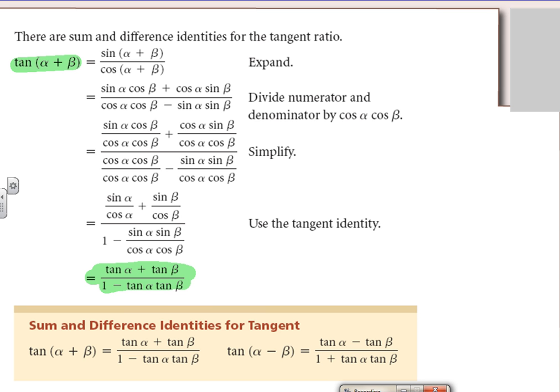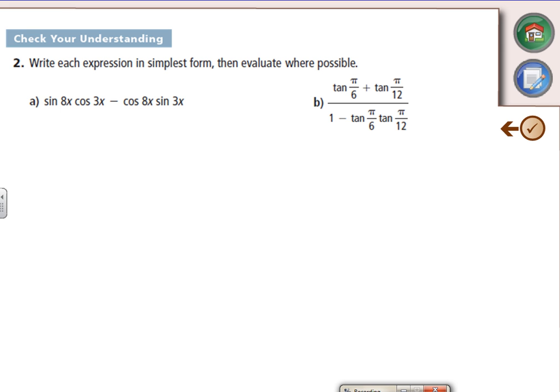So you've got your sum and your difference identities. All right, question number 2. Let's simplify it. Means, hey, work backwards. Notice we've got those the same. We got those the same. That's meaning that's alpha and that's beta.